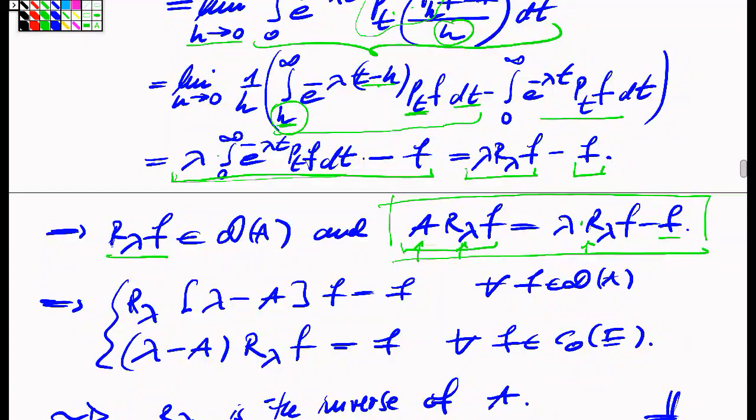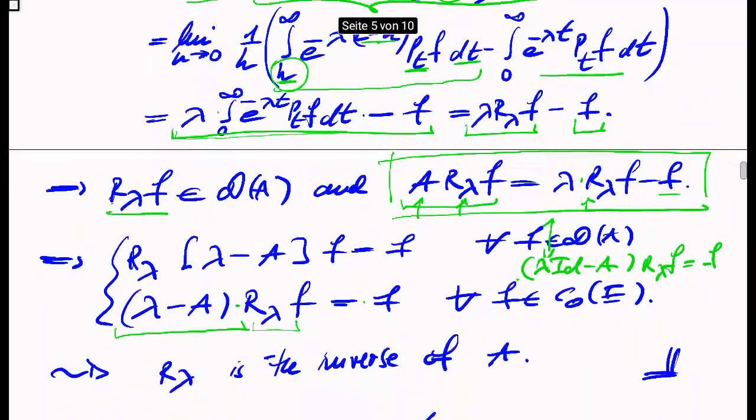Then if I write this corresponding equality here, it means that lambda times identity minus the A operator, applied after the resolvent of f, gives me the f back. This is what is written here in shorthand notation. Lambda minus A after a resolvent gives me back the initial function that I started with.